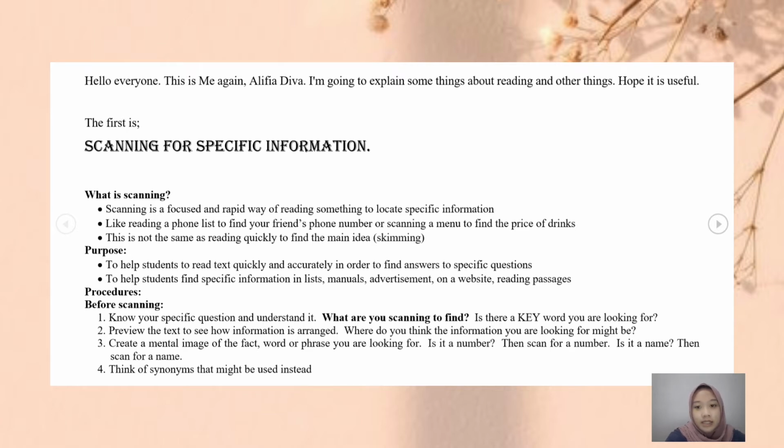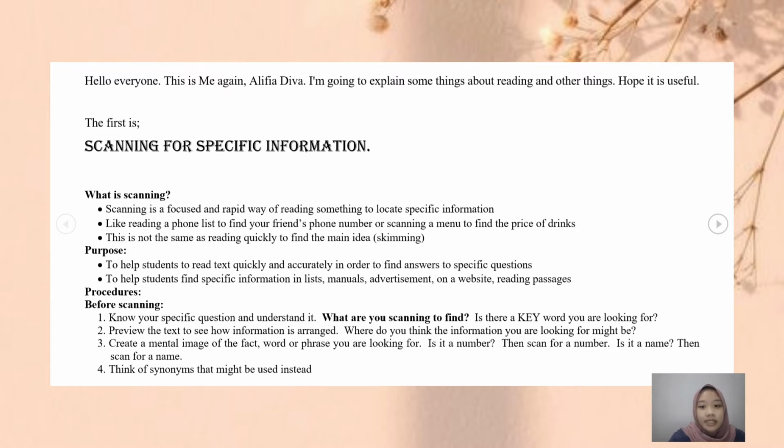The purpose is to help students read text quickly and accurately in order to find answers to specific questions. To help students find specific information in lists, manuals, advertisements, and on websites and reading passages.